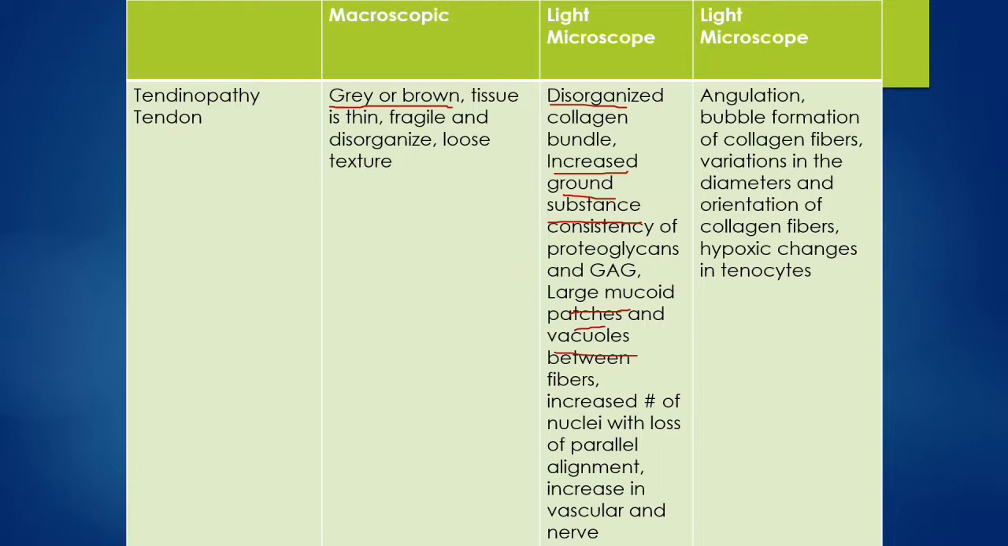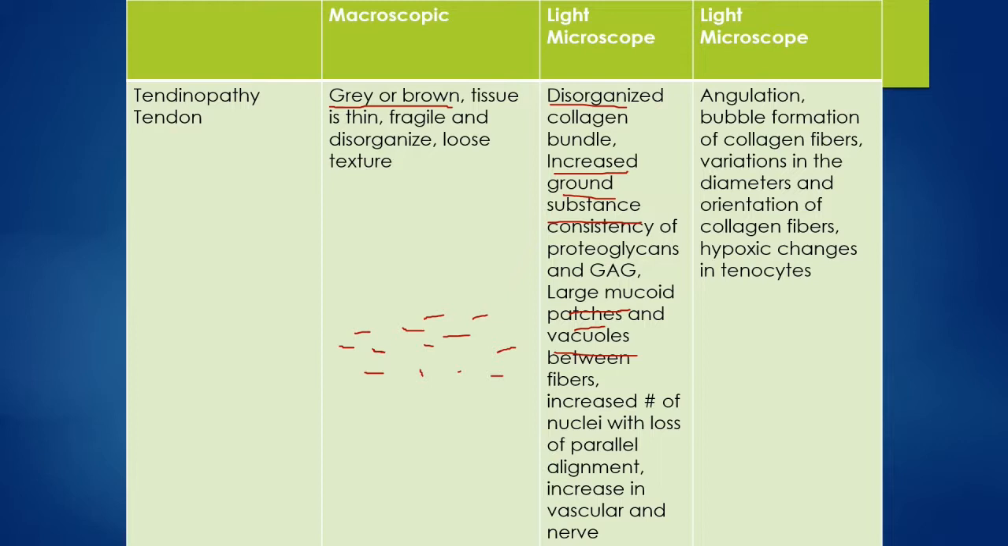We see an increased number of tenocyte nuclei with a loss of parallel alignment, which would look like this. Non-parallel alignment of tenocyte nuclei with an increase in the number of nuclei. And then we also see an increase in vascular and nerve infiltration into this loose and disorganized tissue. So there's an increased vascularity through vasculogenesis, and there's an increase in nerve endings through neurogenesis.